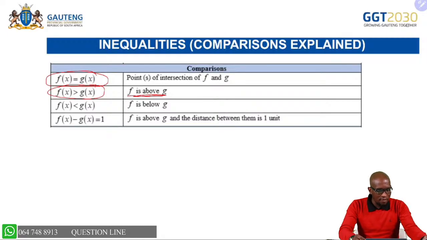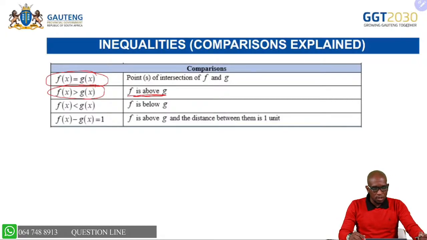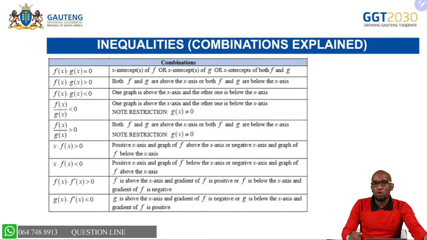The last one, f of x minus g of x is equals to 1. It can be any other number, learners. It's not only fixed at 1. Now, this just means f is above and g is below, and the distance between the two is equals to 1 unit. So you're going to check the region in that particular graph, or the value of x in that particular graph, where f is above and g is below, but the vertical distance between them should be 1 unit.